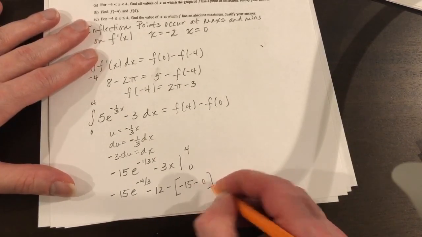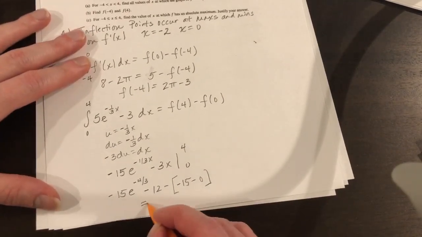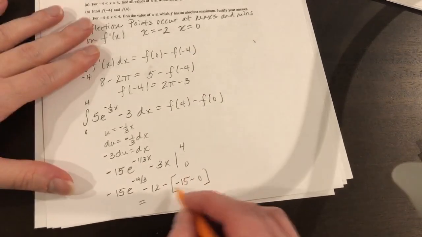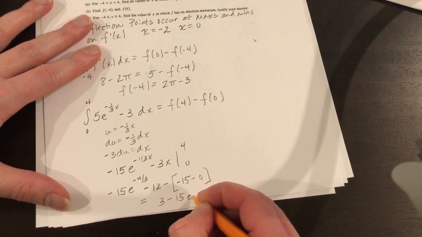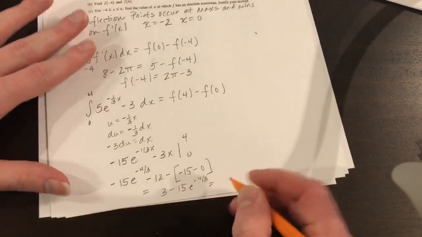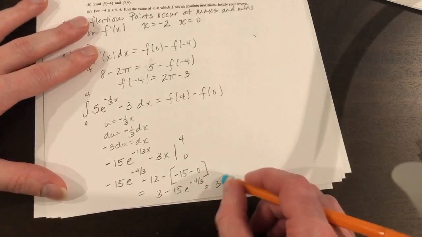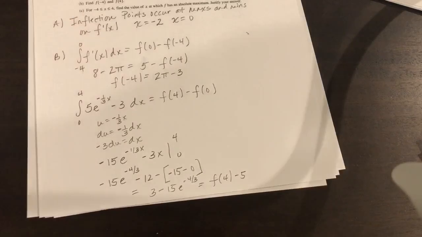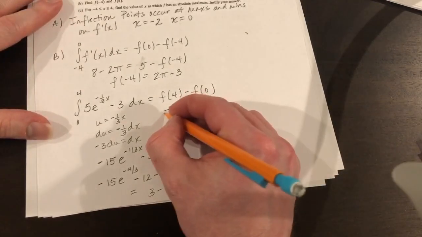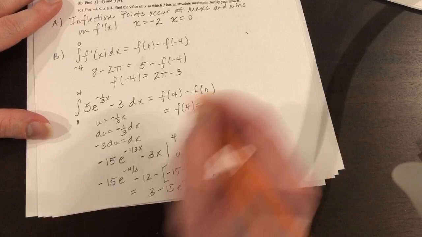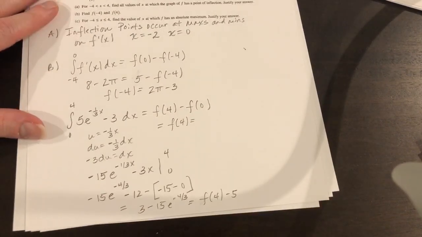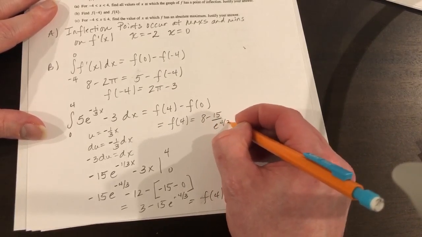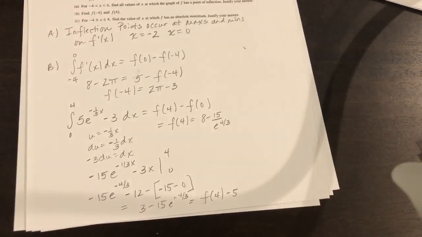And then plug in a 0, you get 0. Okay, so that comes out to be 3 minus 15 e to the negative 4/3, and that's equal to 5 f of 4 minus 5. Okay, so the answer to this portion, f of 4, should come out to be 8 minus 15 over e to the 4/3 power. Or you can write it as e to the negative 4/3 power.